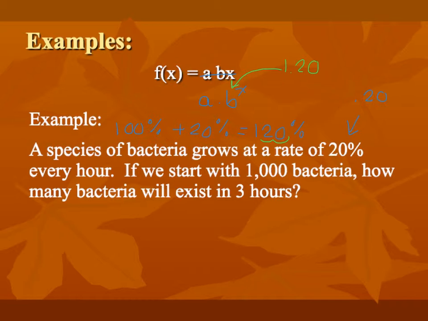A is always the starting amount. So the starting amount of bacteria in this case is 1,000. So A in our situation will be 1,000. So when writing an exponential function that relates to this real situation, our equation would be y is equal to 1,000 times 1.20 to the x power. And we want to remember that x represents the number of periods of time that have gone by. So x is the number of 3-hour blocks of time.